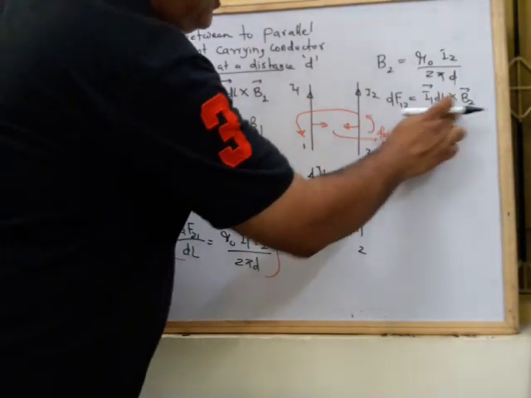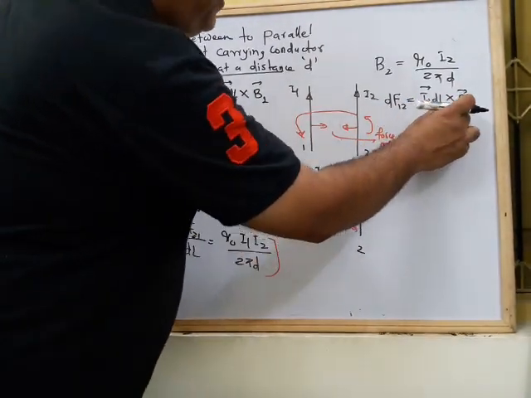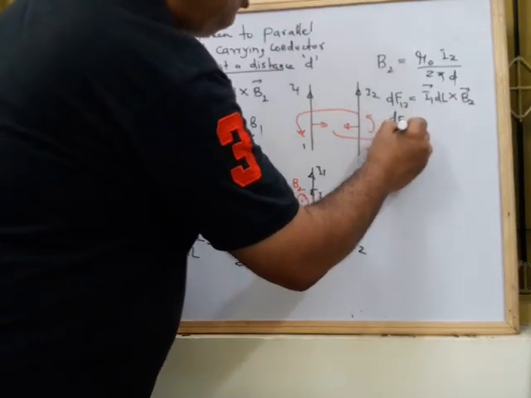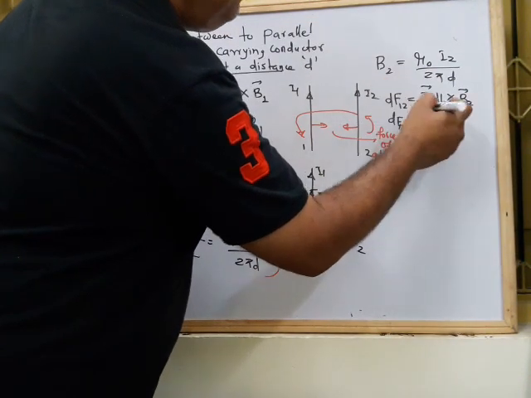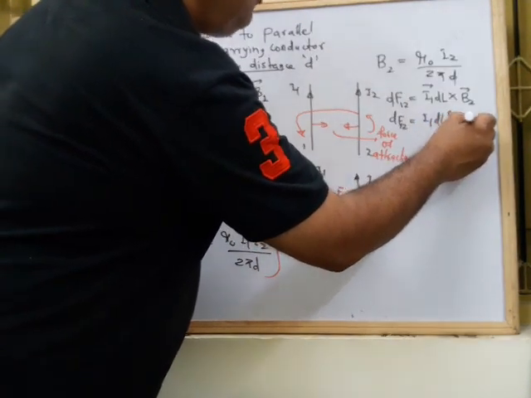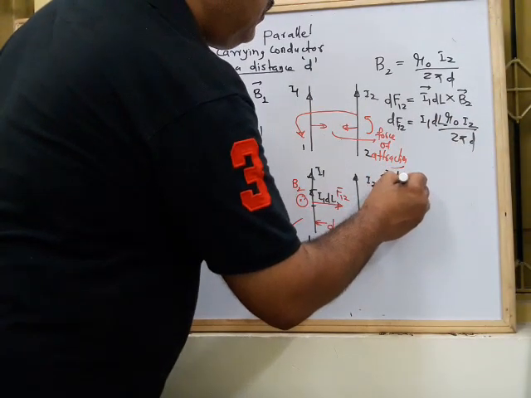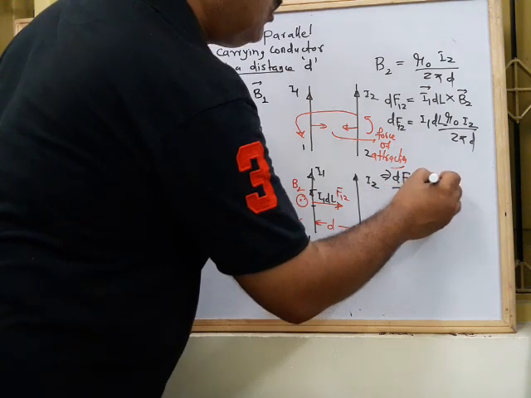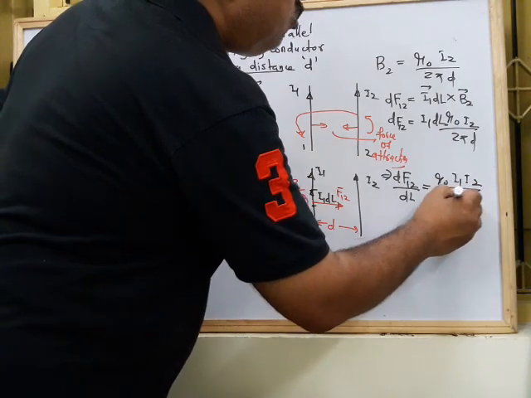तो यहाँ से जल्दी से आप निकाल लो कि dF12 क्या हो जाएगा, ये दोनों के बीच में एंगल कितना है 90 है, तो ये हट जाएगा. तो dF12 बराबर यहाँ पर क्या आ जाएगा I1dl and substitute the value of B2, it becomes your mu naught I2 upon 2 pi d. At once we find the result that this force upon this distance per unit length is equal to mu naught I1 I2 upon 2 pi d.